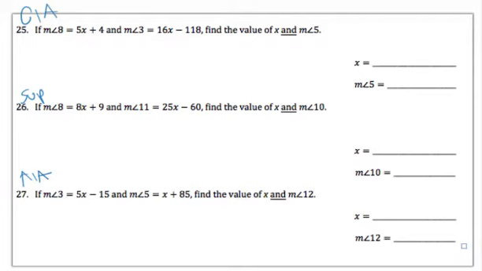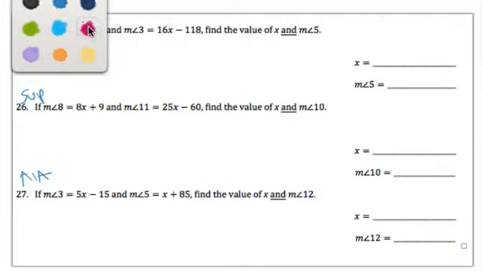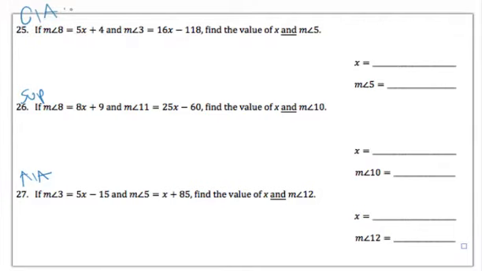So here we go. We'll do the algebra. Consecutive interior angles are going to add to 180. Supplementary obviously are 180, and these are going to be congruent. So we'll start it out: 5x plus 4 plus 16x minus 118 equals 180.